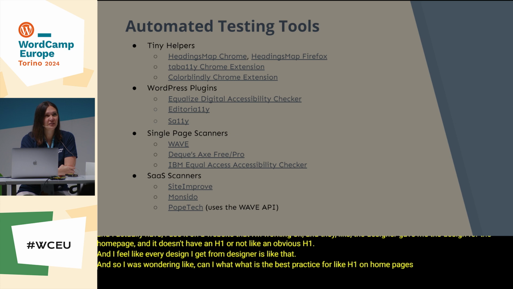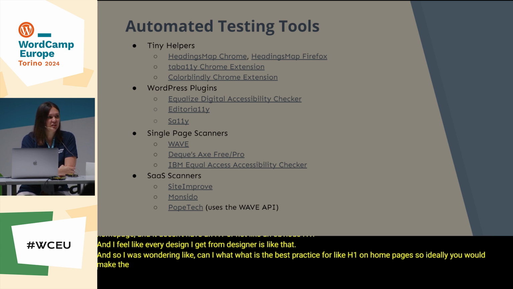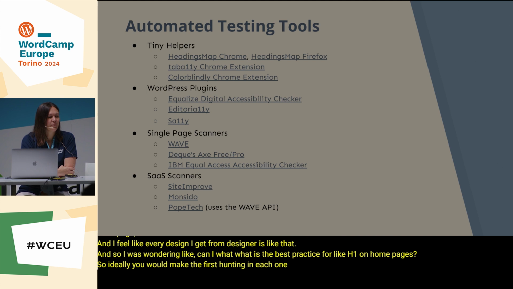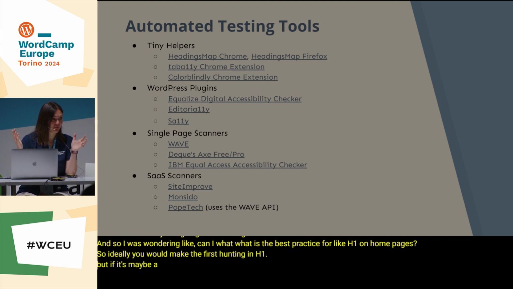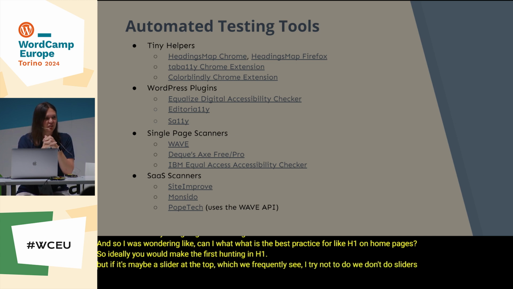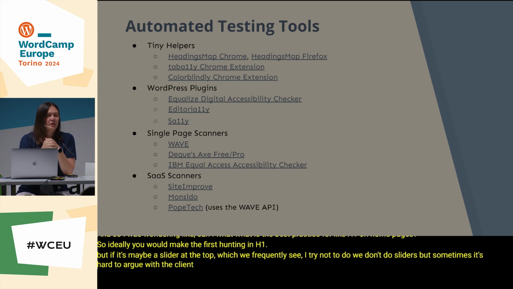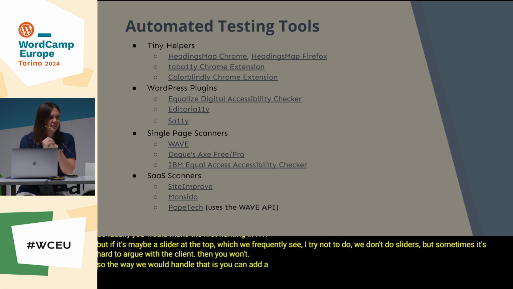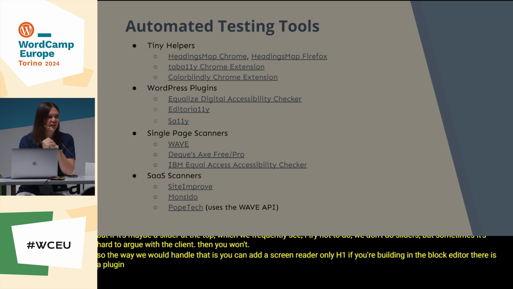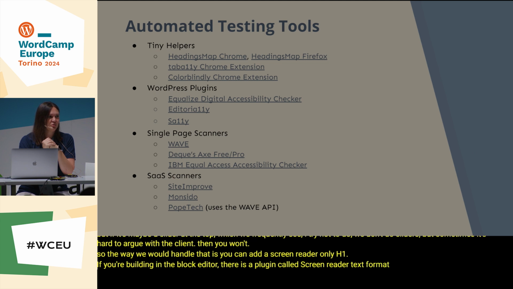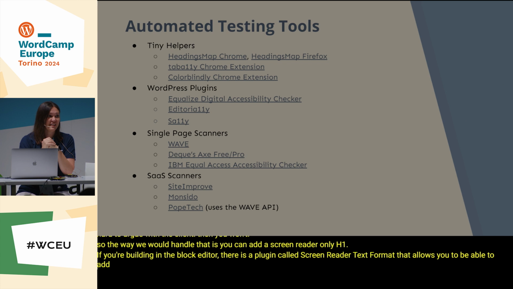So ideally you would make the first heading an H1. But if it's maybe a slider at the top, which we frequently see, I try not to do, we don't do sliders, but sometimes it's hard to argue with the client. So the way we would handle that is you can add a screen reader only H1. If you're building in the block editor, there is a plugin called Screen Reader Text Format that allows you to add screen reader text in any block. So you could have an H1 and do that.